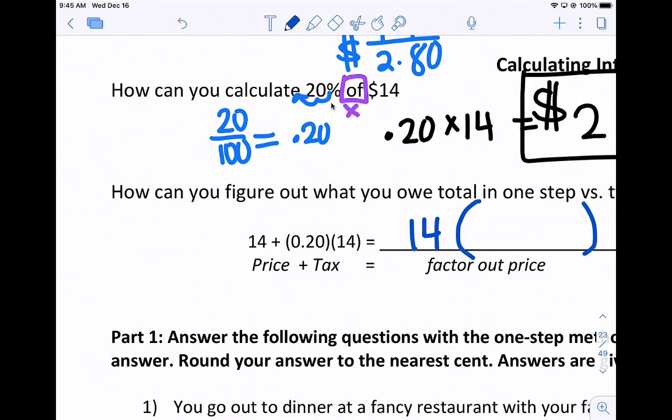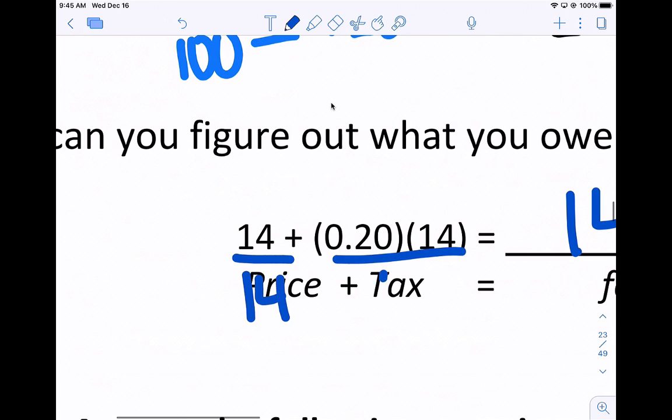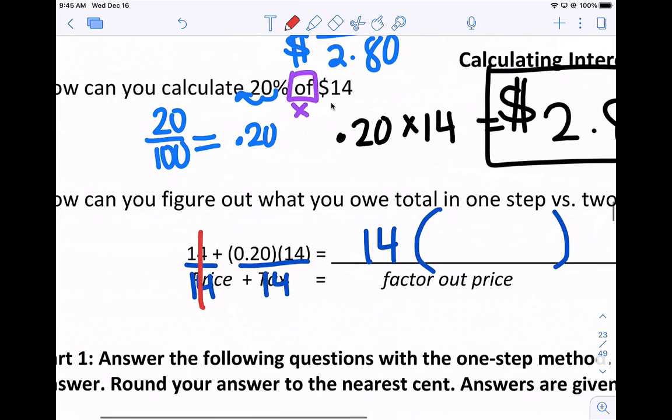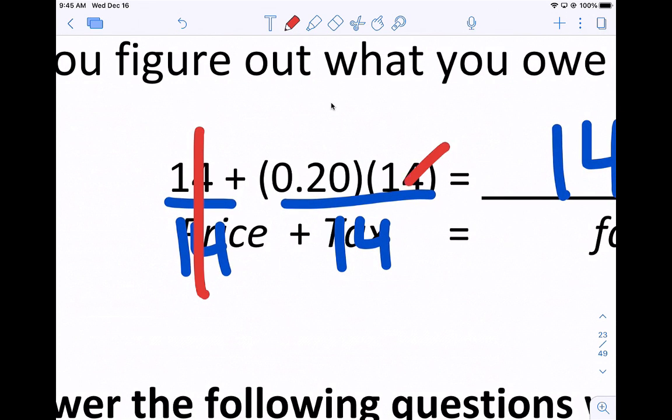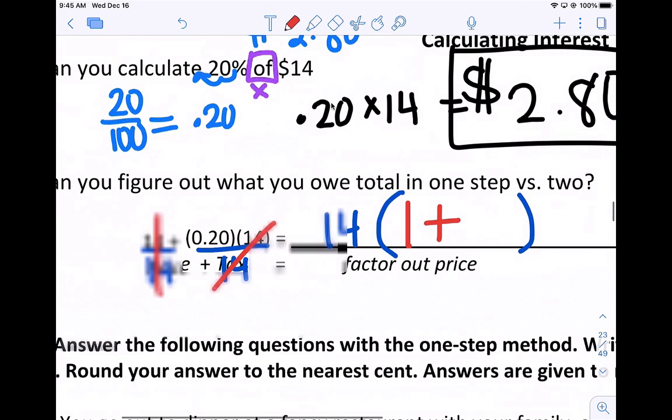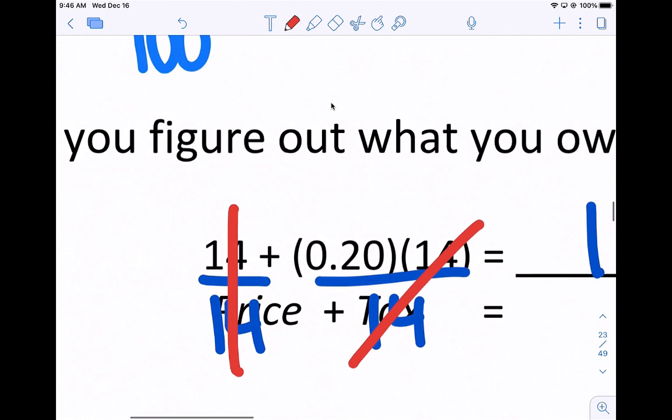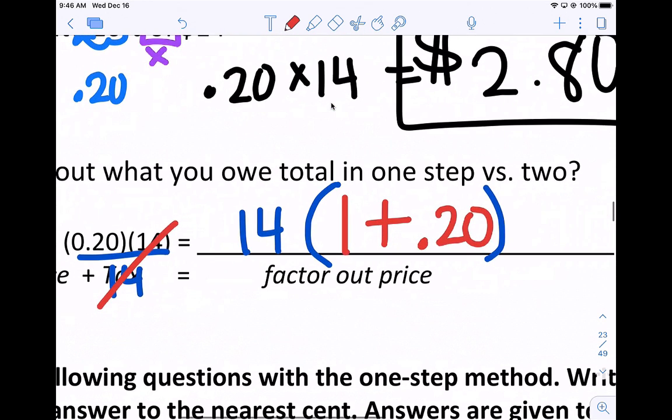And imagine if we divide each of these by 14, what's left? Well, we know 14 divided by 14 is 1. So we have 1. And then here, if we have 0.2 times 14 divided by 14, again, the 14s cancel, and we have the 0.2. So again, all I'm doing is taking this equation to calculate the total amount that we owe, dividing each by 14. It's like undoing the distributive property, and we get this simplified expression 14 times 1 plus 0.2.